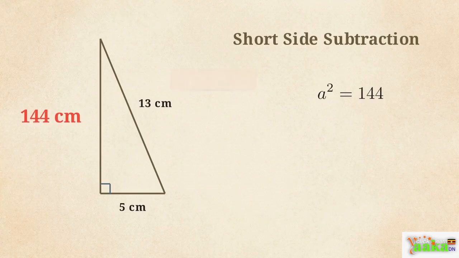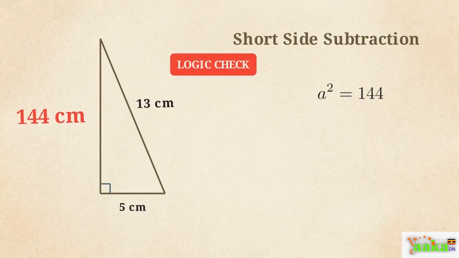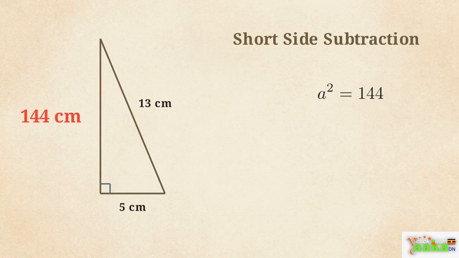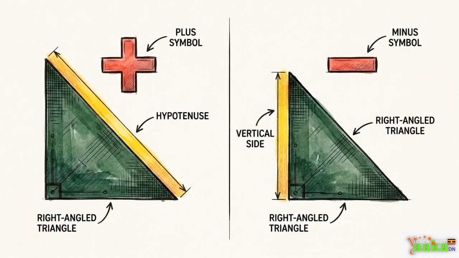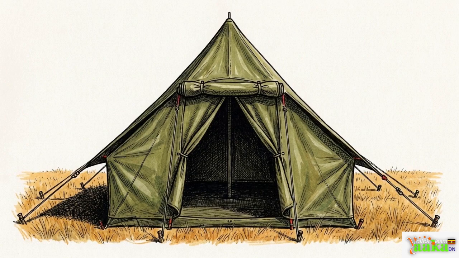Before moving forward, look at the triangle. Does a vertical height of 144 centimeters make sense attached to a 13 centimeter hypotenuse? It doesn't, because we haven't found the square root yet. The square root of 144 gives us the true height, 12 centimeters. Recognizing whether you are hunting for the longest side or a shorter side dictates whether you add or subtract your squares. Let's apply this to a practical task.